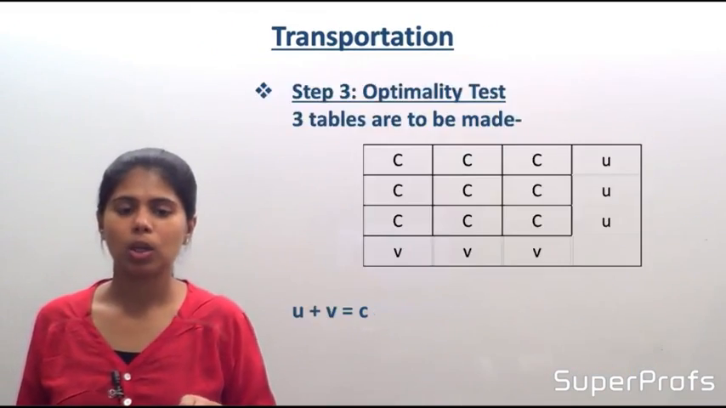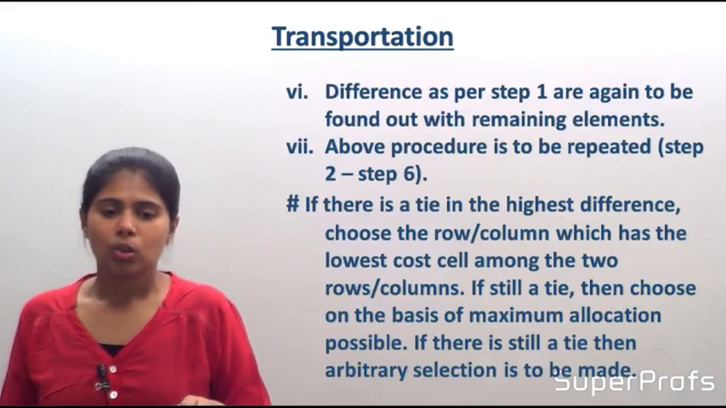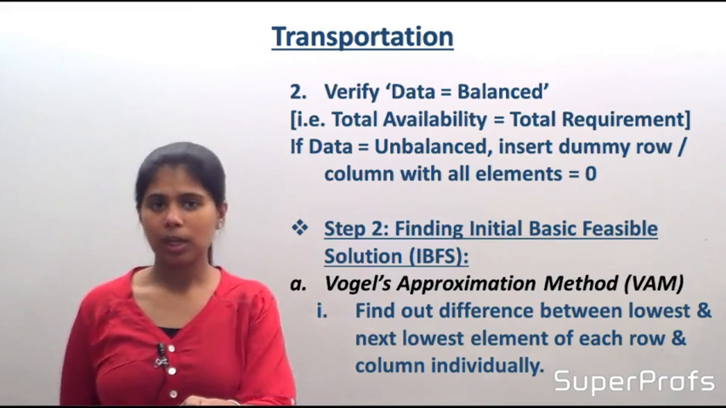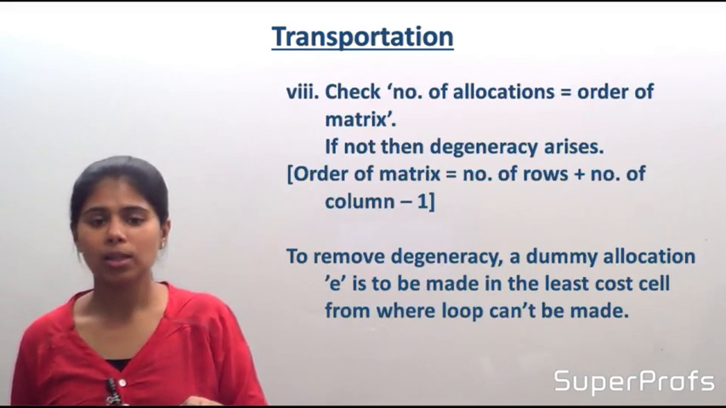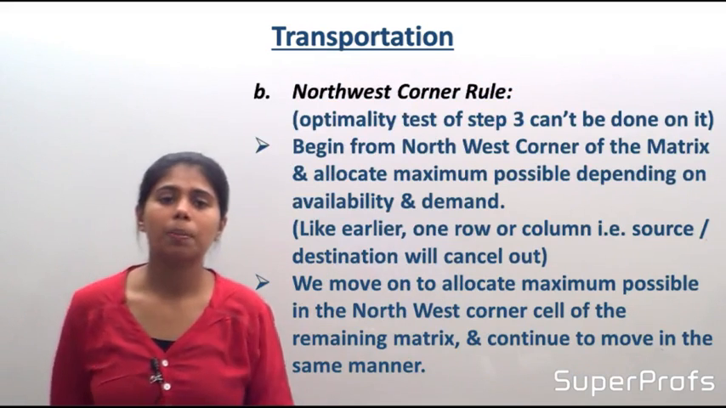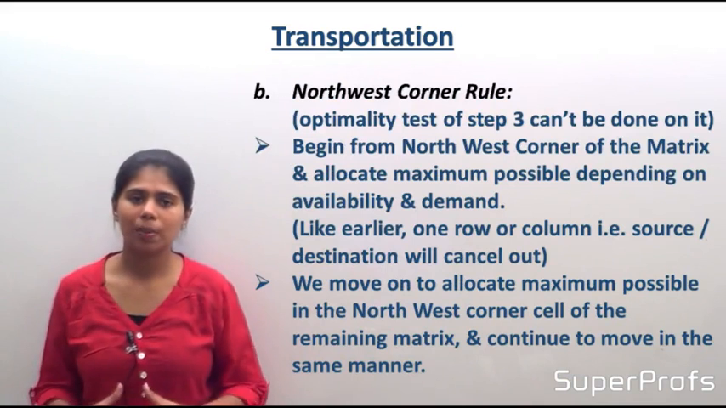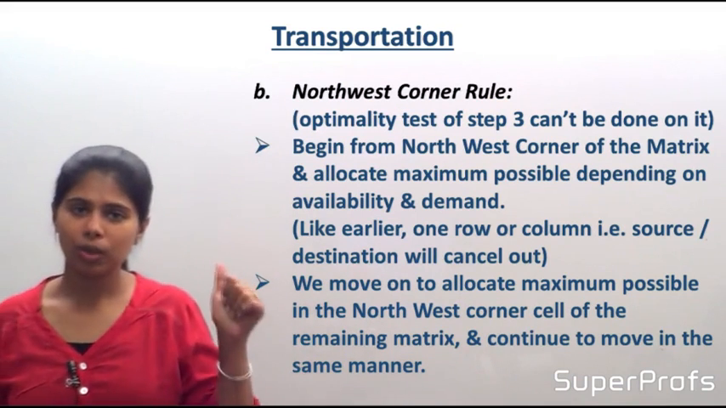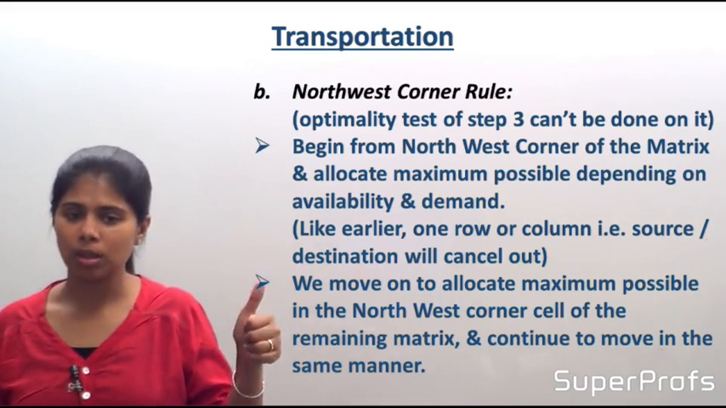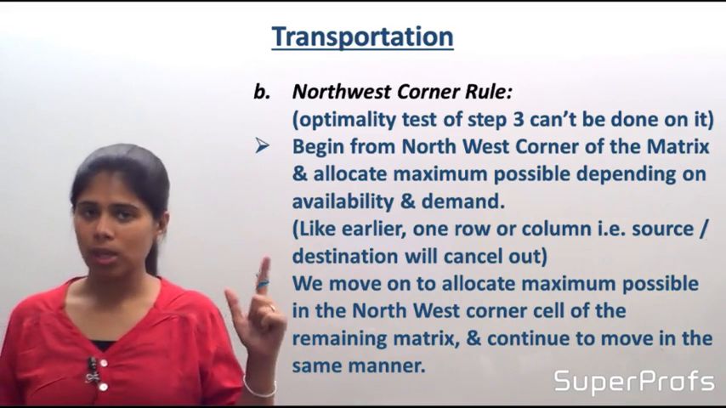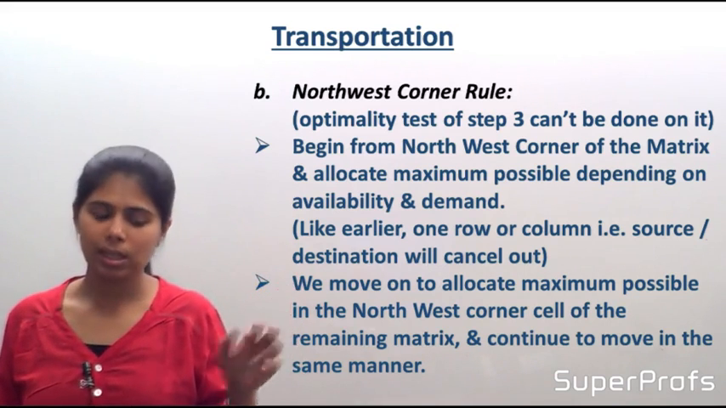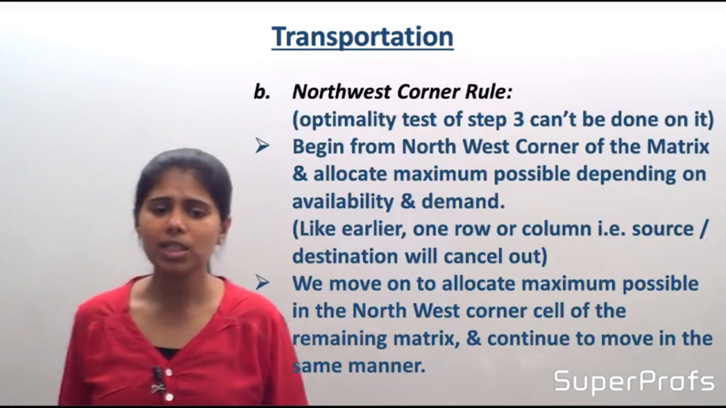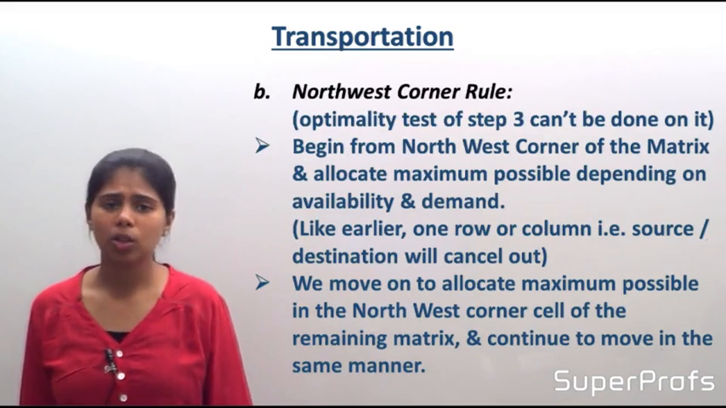Let's get back to our concepts. I think with this example, the Vogel's approximation method should be clear to you by now. Now let's look at the other two methods that were part of the IBFS. The initial basic feasible solution could have been solved in three methods. The first was Vogel's approximation method, the second was the northwest corner rule, and the third is the least cost cell method. Let's look at the northwest corner rule.